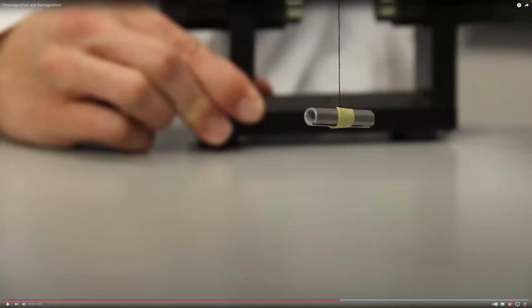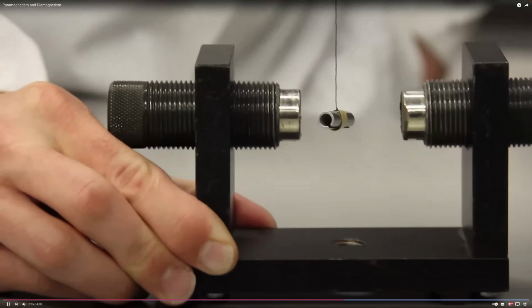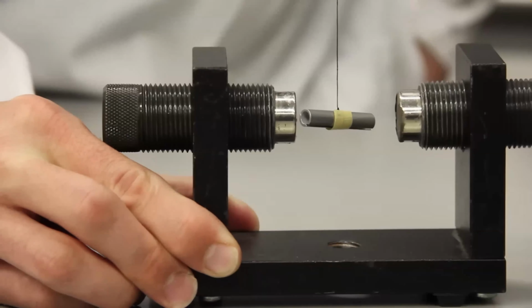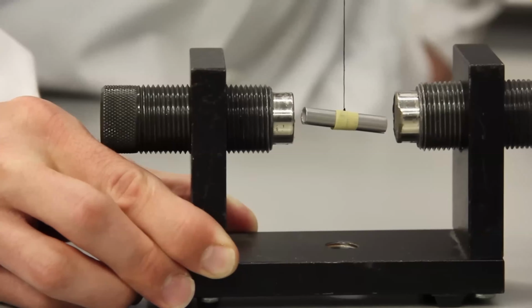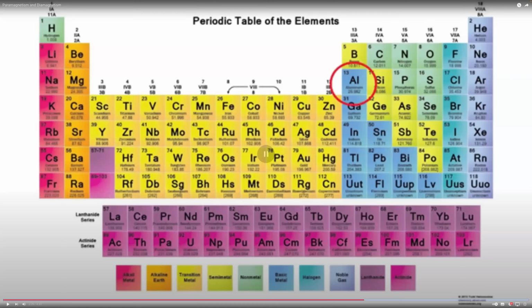Whereas you remember what happened to aluminum? Did it get attracted or repelled? Attracted. But it was not very strong like iron. So it is not a ferromagnetic substance, rather it is a paramagnetic substance. See what will happen to it. Nobody is even touching it. So did you understand this point?